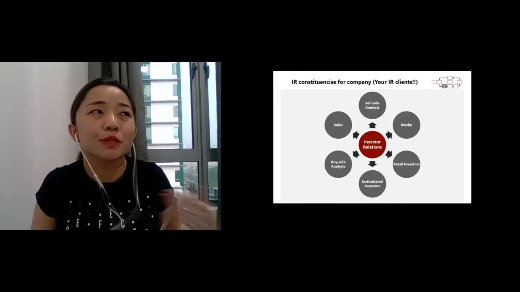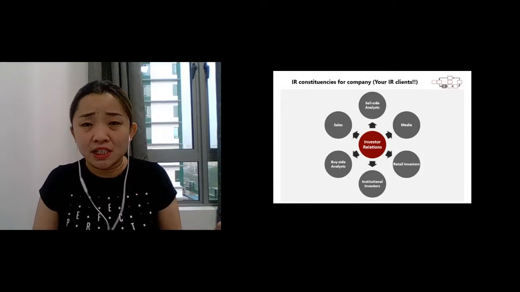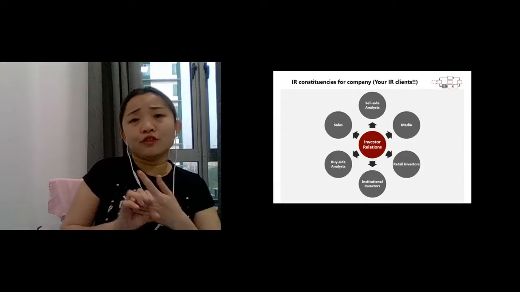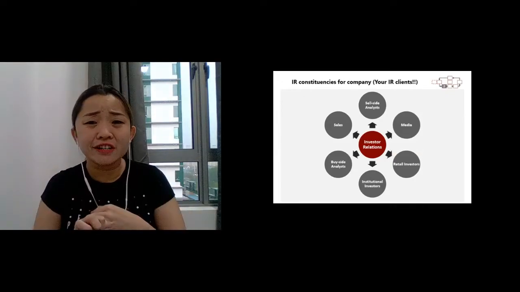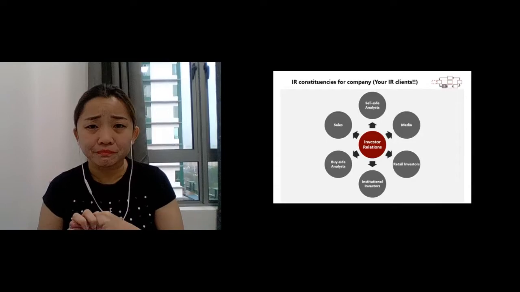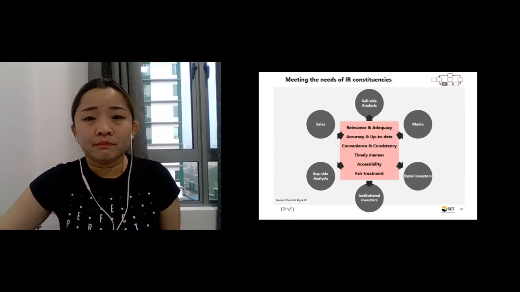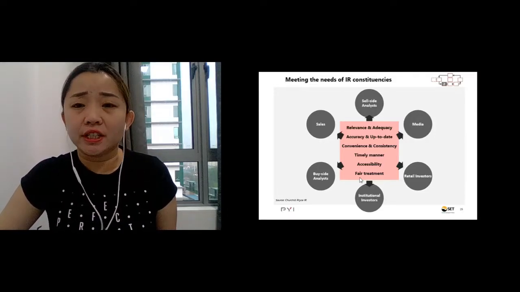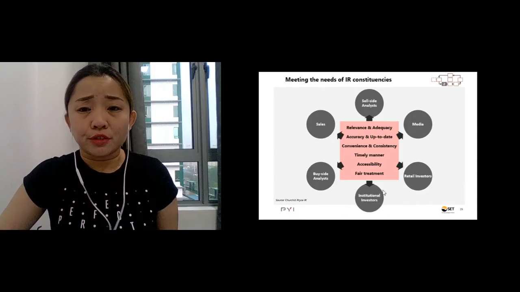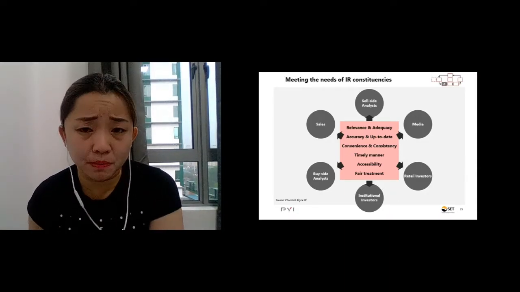I mean, the constituency just basically means the people that you deal with on a daily basis, which, if you remember our previous lecture, is very simple: the analysts, the media, and the investors themselves. These are the people that you deal with on a daily basis. Now, at the end of the day, it's just very important that you remain relevant and adequate for these people.